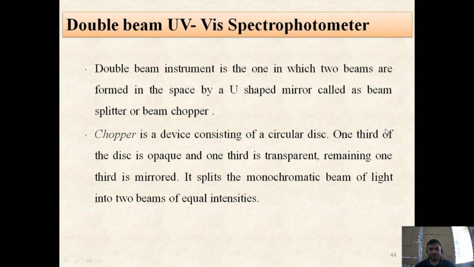Double beam UV visible spectrophotometer. The double beam instrument is the one in which two beams are formed in phase by a U-shaped mirror called a beam splitter or beam chopper. The chopper is a device consisting of a circular disc. One third of the disc is opaque and one third is transparent. The remaining one third is mirror. It splits the monochromatic beam of light into two beams of equal intensity.